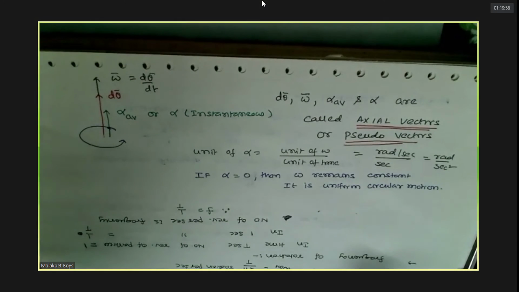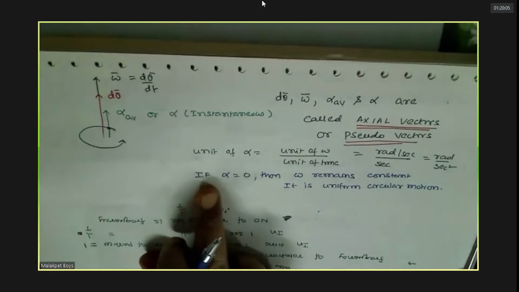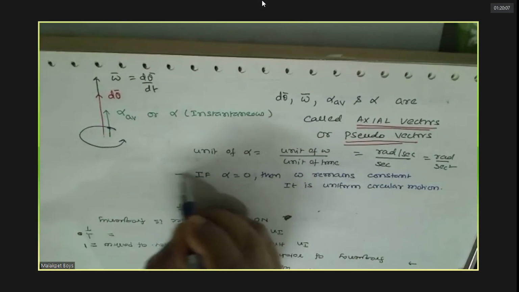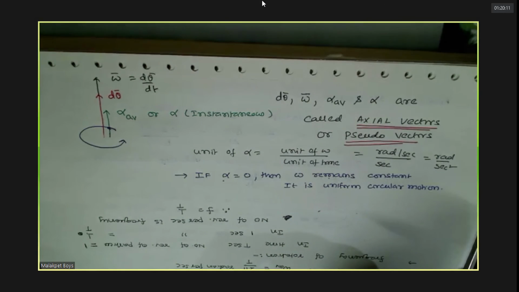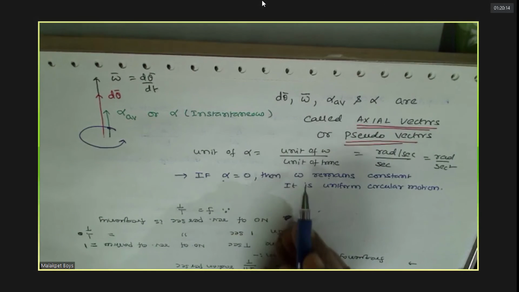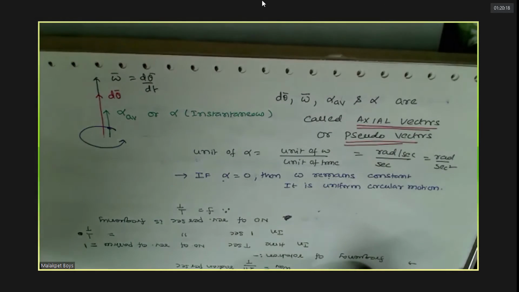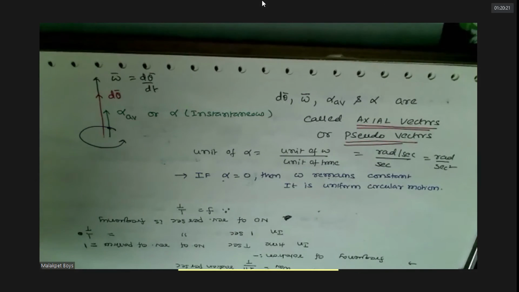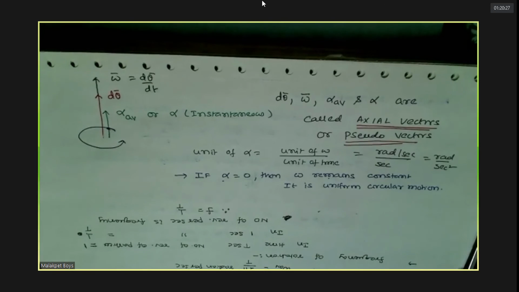Clear or not? Yes, sir. Yes, there is no acceleration. What happened to velocity? Constant only, no? Acceleration is zero, velocity remains constant. What is it called? Uniform circular motion. Followed this? Yes, sir.